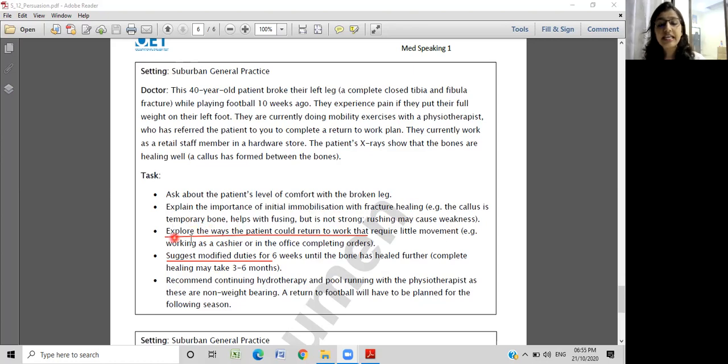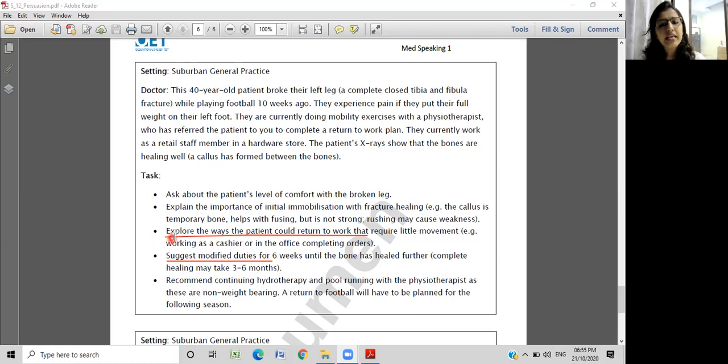Dr. Viraj, it is saying explore the ways. So instead of you directly saying you can do those things, you were supposed to ask, like, is it possible that you can do some different type of work for the time being? Or would that be possible at your workplace? Because see, it's really difficult that somebody else starts doing your work and you change your work to something else. So explore, the verb explore itself, means ask the patient and find out if they can.